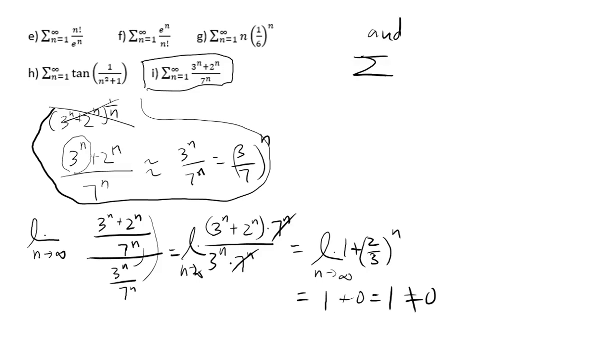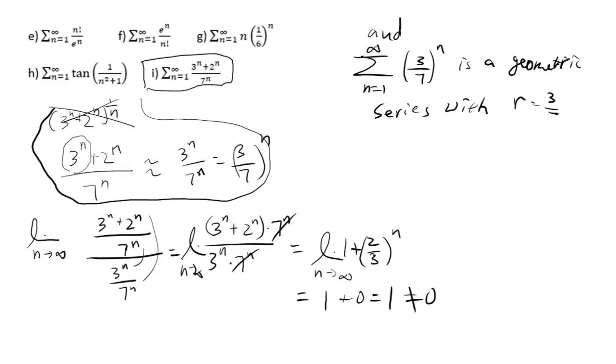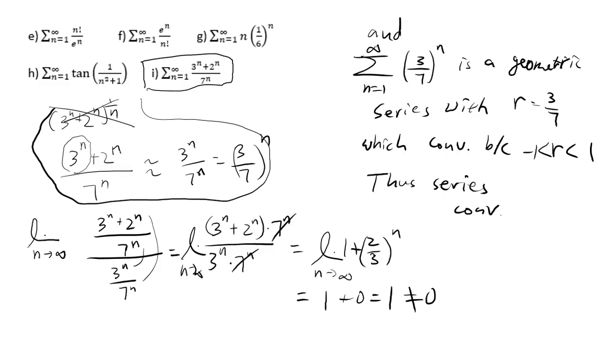And we also know that sigma, n from 1 through infinity, of (3 over 7) to the nth power is a geometric series with r equals 3 over 7, which converges because r is between these two values. And thus the series converges by limit comparison test.